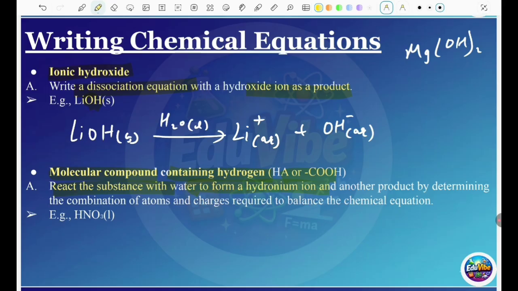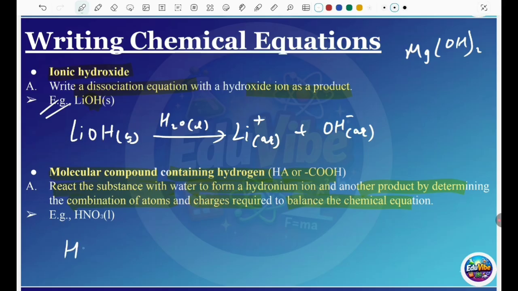So you have to react the substance to form the hydronium ion because this contains the H. We have to get rid of the H. Another product is determined by the combination of the atoms and charges required to balance the chemical equation. The other product is whatever is left, because you have to balance the reactant and product sides. That's why they are asking about the combination of atoms or charges required to balance any chemical equation. Make sure you balance at the end.